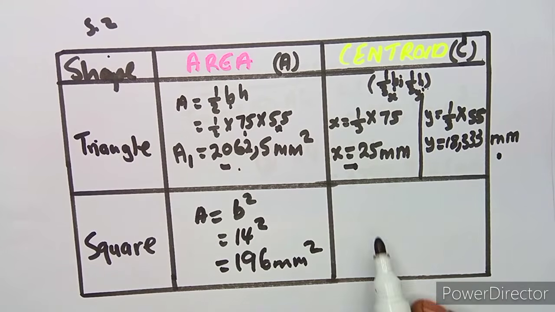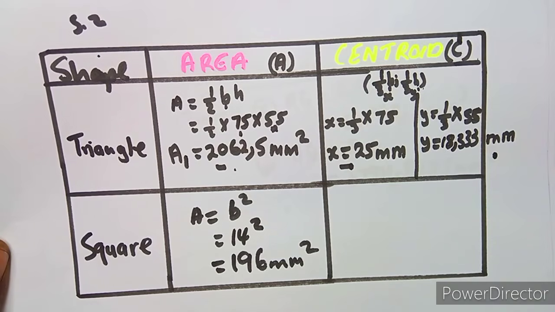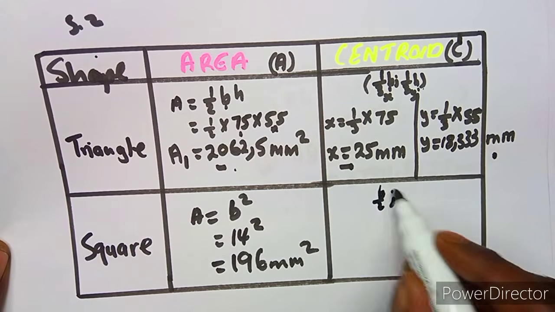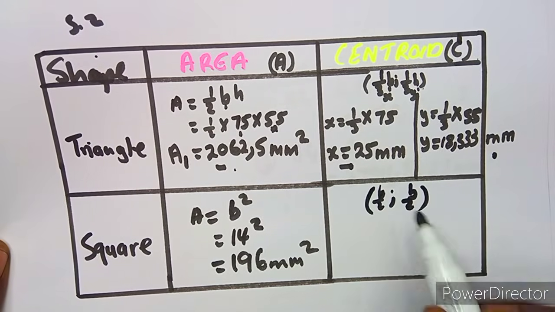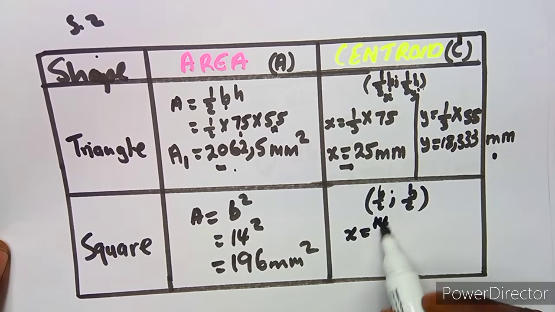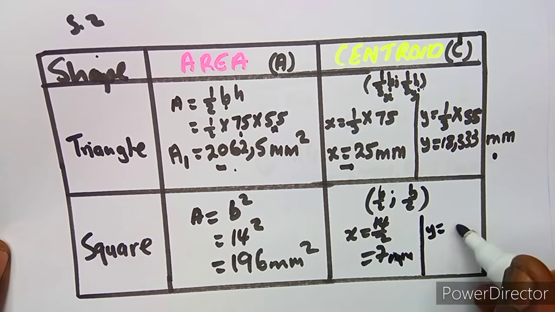All right. Then for the centroid, which in this case, for a square, is just going to be b over 2. They are just the same. So it's 14 over 2 and 14 over 2. So our x is going to be 14 over 2, which is actually 7. That's 7 millimeters in this case. Then our y is also going to be 7 millimeters because it's just the same.